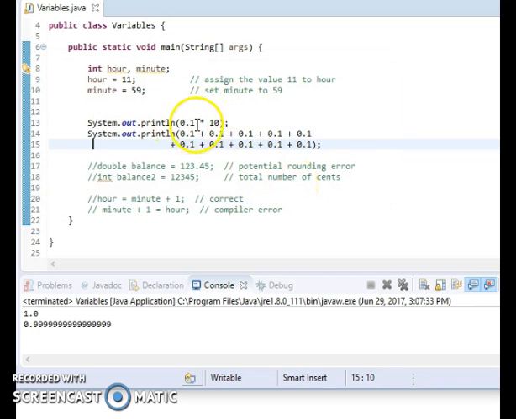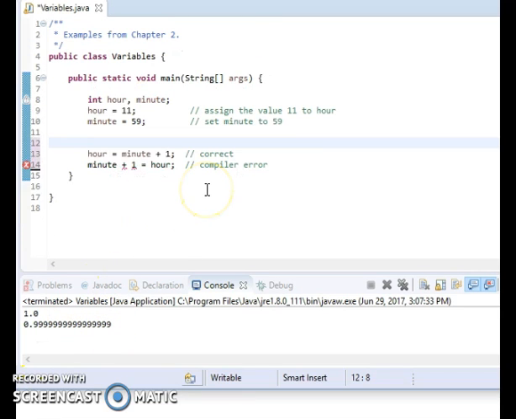Okay, so again, I multiply by 10, everything's fine, because all I'm really doing is moving a decimal place. But this one, every single time I do the addition, the internal representation of this value, which is not exact, the error gets accumulated each time. So after 10 accumulations of that error, I end up with the wrong answer, which is very close to 1.0, but it's still not what I wanted.